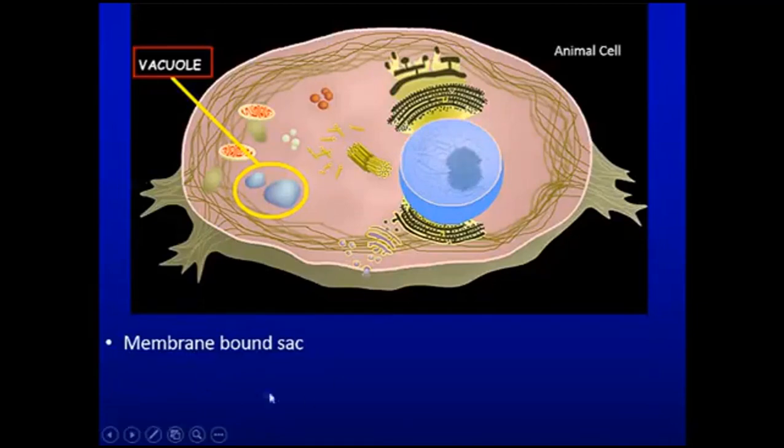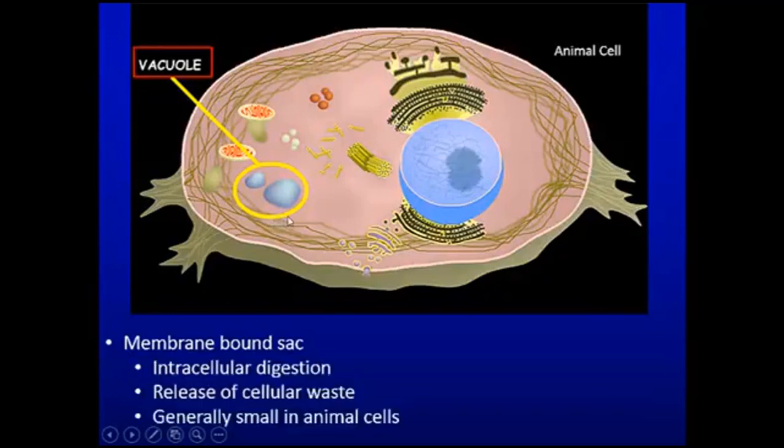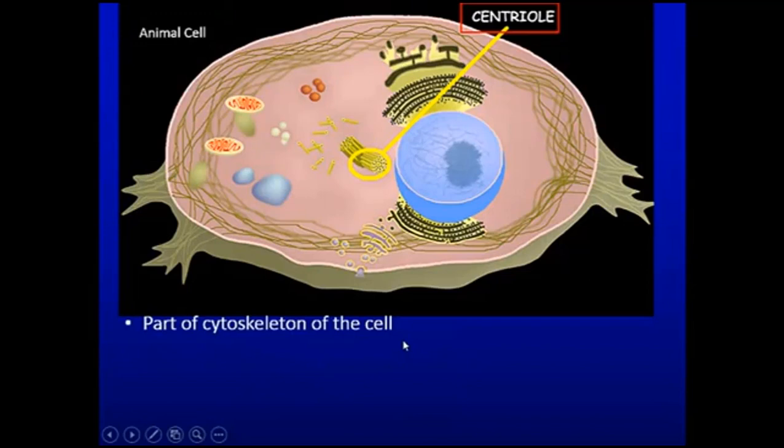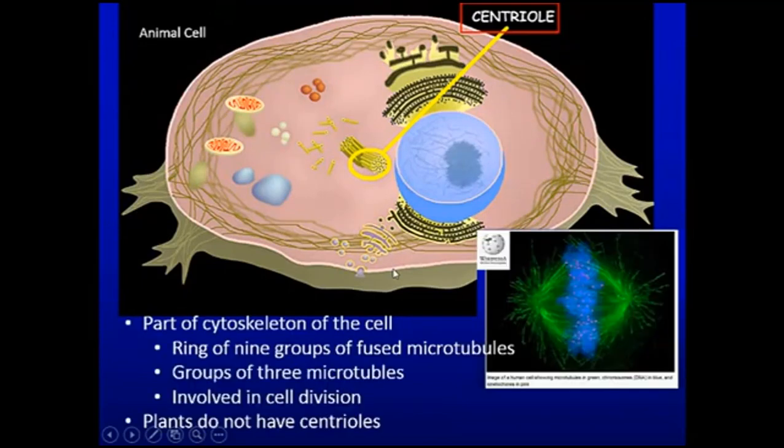So the membrane-bound sacs that we have, the vacuoles that we have in mammals for intracellular digestion, release of things, are generally smaller in animal cells than they are in plant cells. In plant cells, the big vacuole is associated with rigidity of the plant. Here we can see small vacuoles, which are part of a secretory process of the pancreatic acinar cell. Also, cytoskeletal components, you have a centriole.